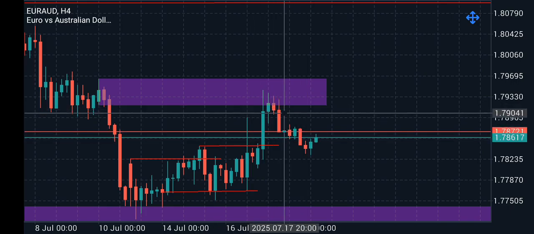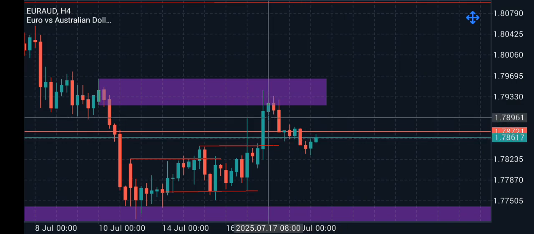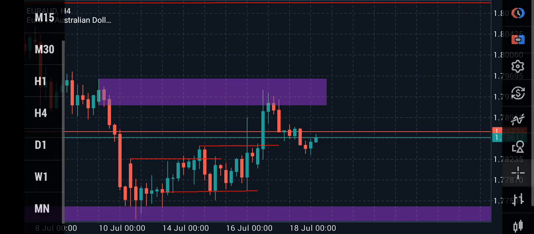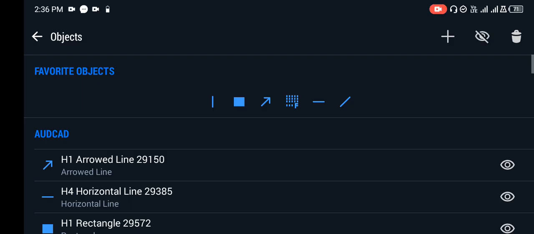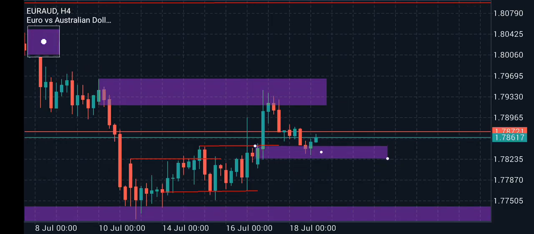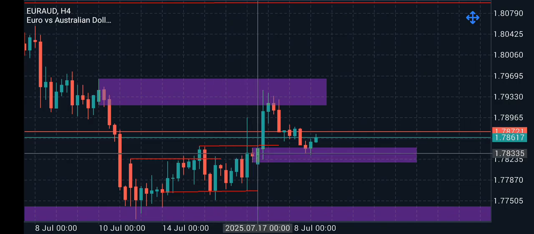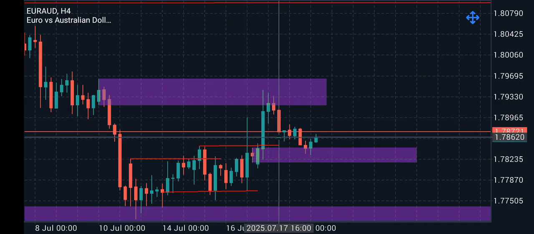Price plummeted down to fill that imbalance, thus it's reacting from this order block over here. We can see that price is currently reacting from this order block over there, from this order block over here, after filling the inefficiency.